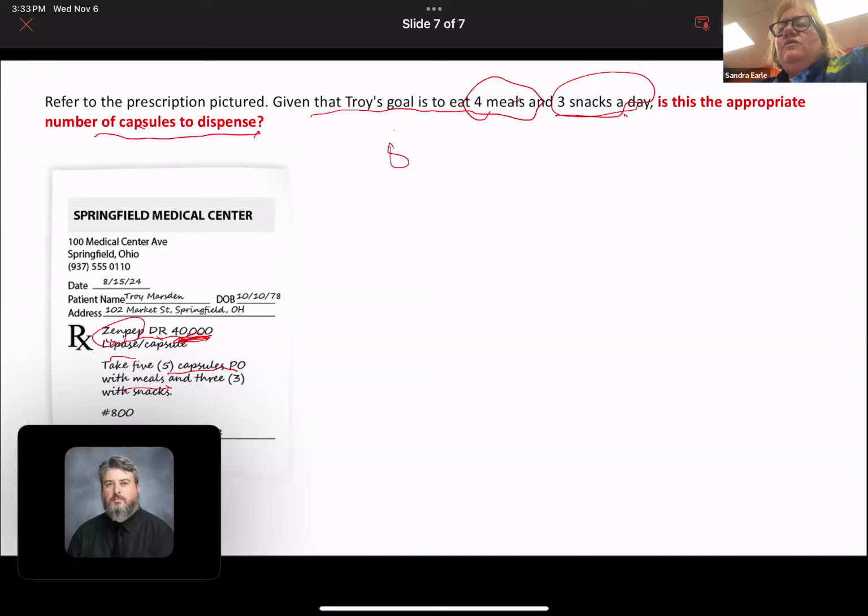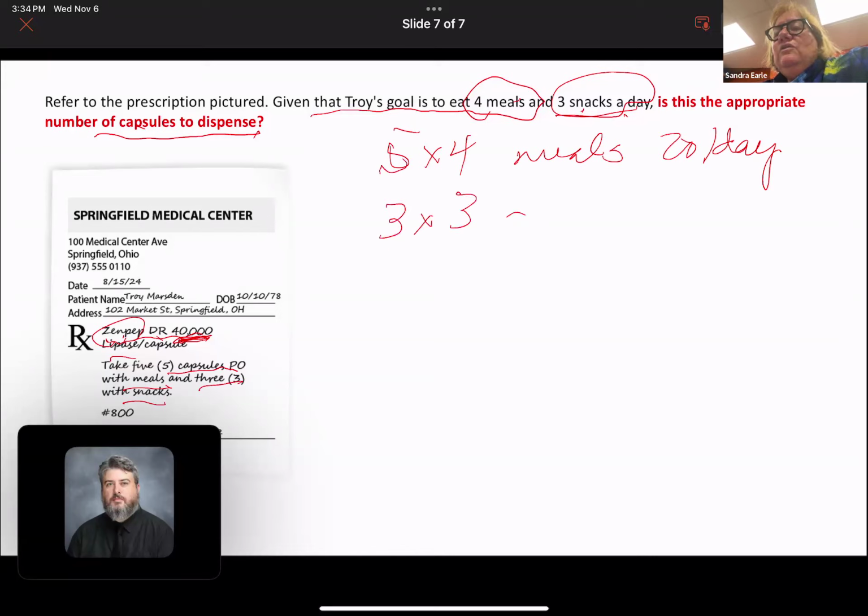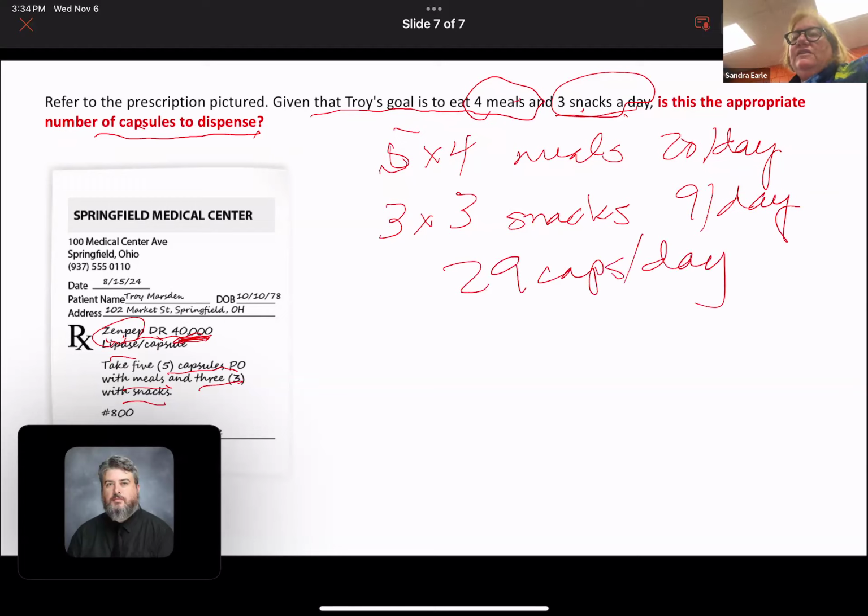So 5 times 4 for meals, he's getting 20 per day, right? And then 3 capsules with snacks. So he's getting 3 capsules with 3 snacks a day. So for snacks, he's getting 9 per day. So he's getting 29 caps per day if he uses all of his meals and snacks.